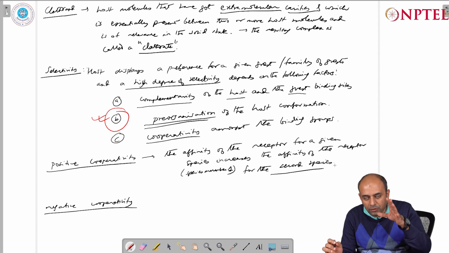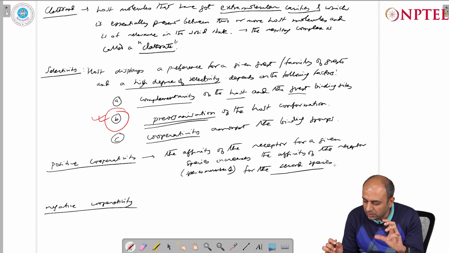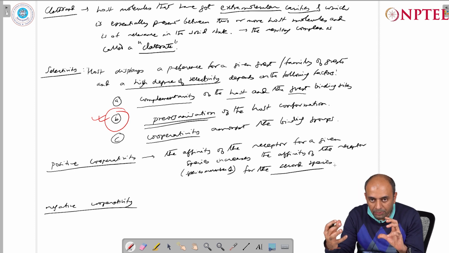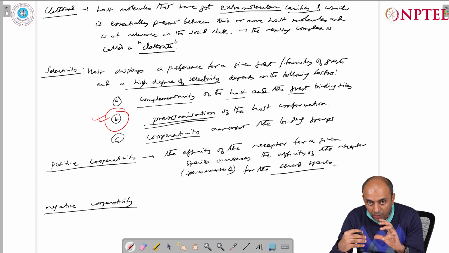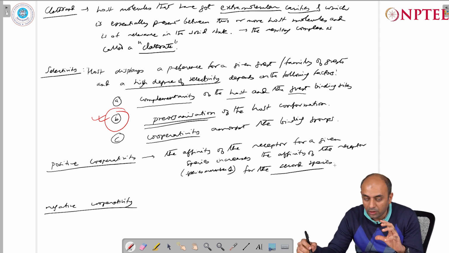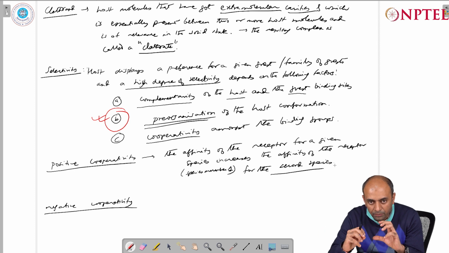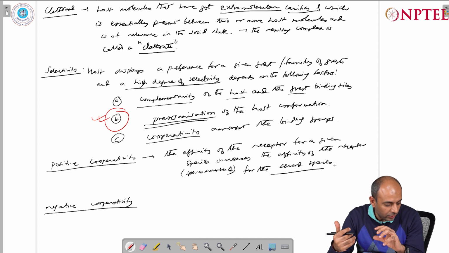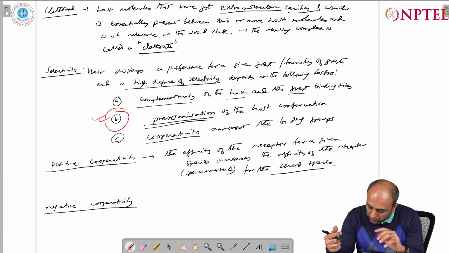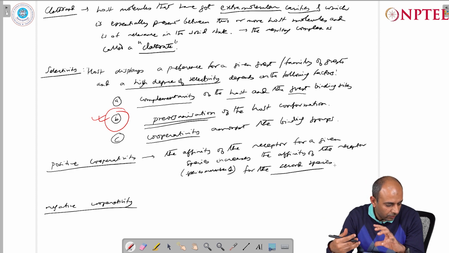So, you have a receptor which is a host molecule and it is able to sense say a given species, that is say guest 1, and now the binding has taken place, and this process now enhances the affinity of the receptor species for another species of the guest molecule. In that case, the effects are said to be cooperative. And if the reverse takes place, that means the affinity of the receptor for the second species is diminished once the binding with the first species takes place, then it is said to be negative cooperativity.